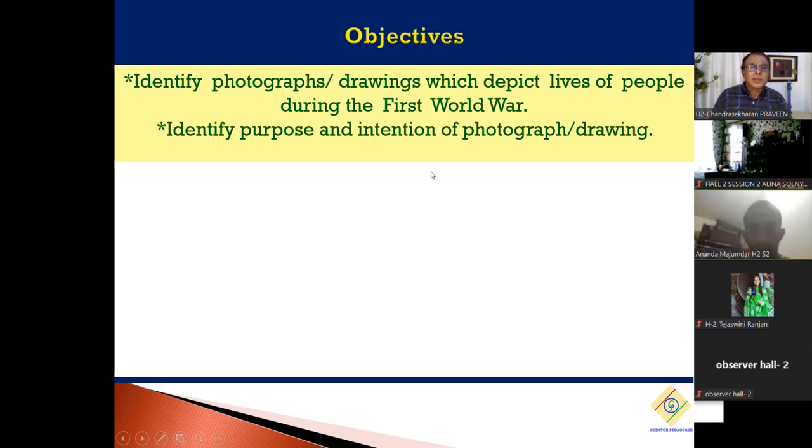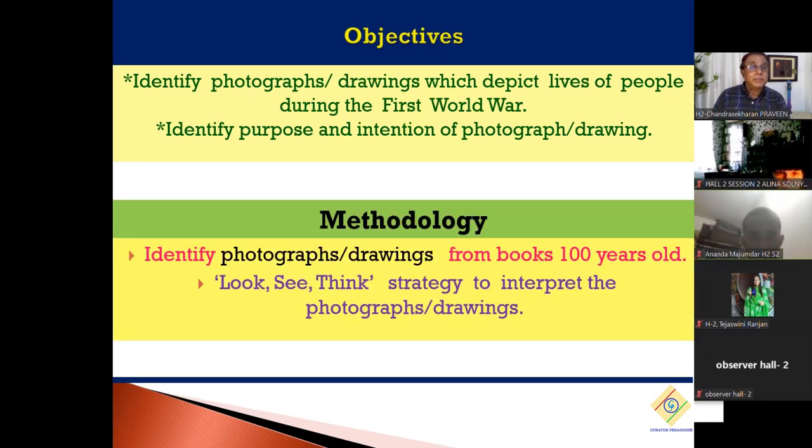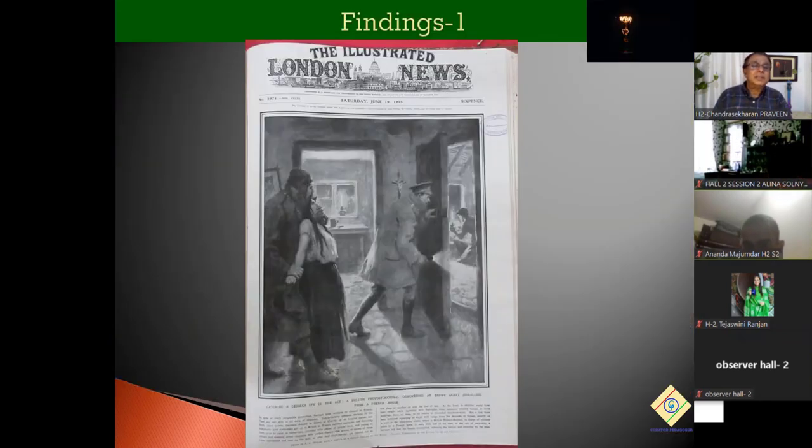That is why. Now, methodology: I try to identify this from books which are 100 years old, and I use the look, see, and think strategy to interpret the photographs. So you look, then you see, try to understand, and then think what is the intention and so on. This is a popular strategy used when you are trying to interpret art.